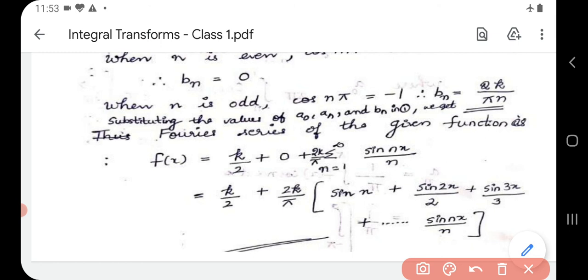Whenever an n comes, you can consider the two possibilities, when n is odd and when n is even, and you can present both Fourier series. Okay, so for today this is enough. Thank you.